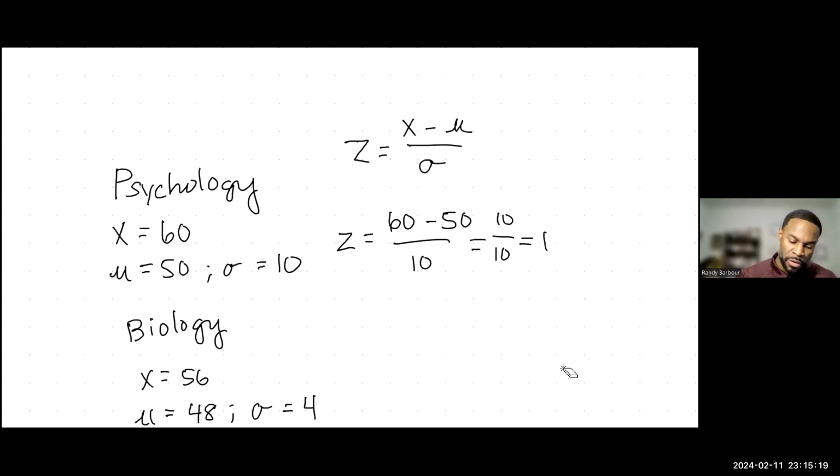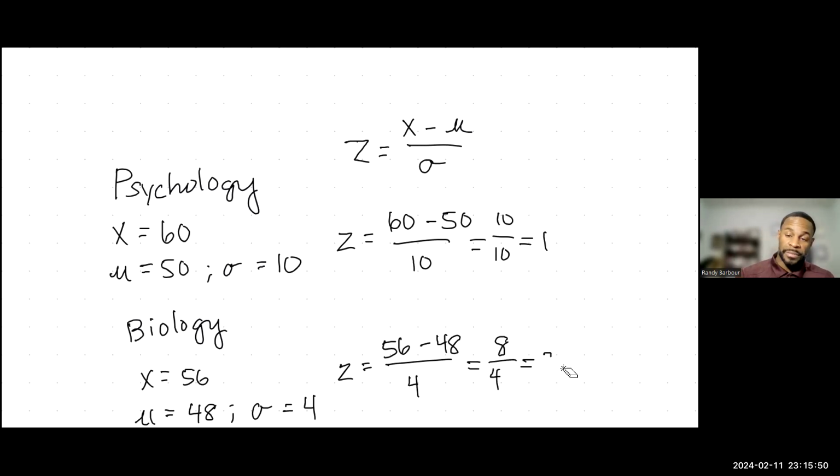Now, what's the z-score for the biology test? It'd be 56 minus 48 over 4. So we got 56 minus 48. Okay, 56 minus 48 should be 8 over 4. 8 divided by 4 is 2.